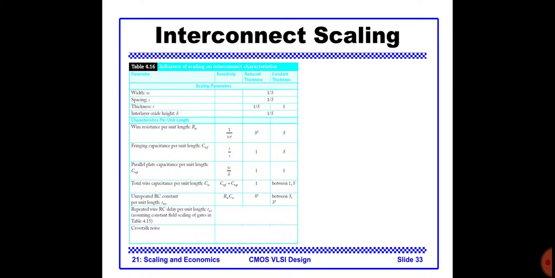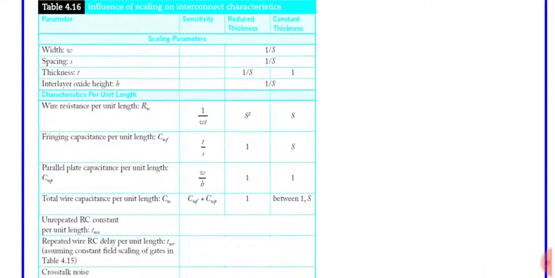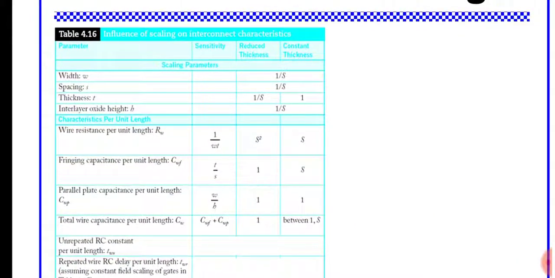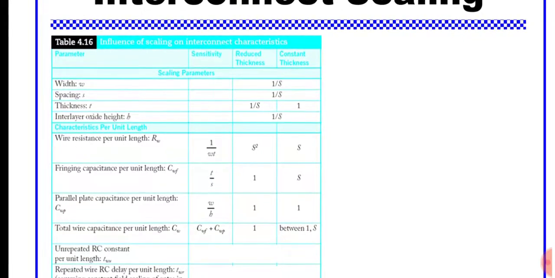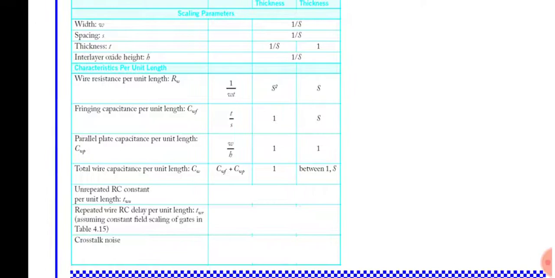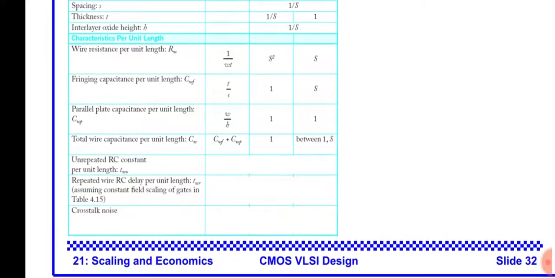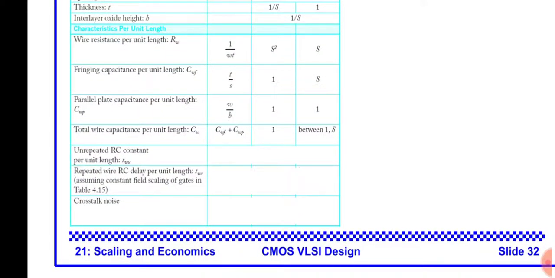And the interconnect scaling, based on the influence of the scaling of the interconnect characteristics: width 1 by S, spacing 1 by S, interlayer oxide height 1 by S, and the wire resistance per unit length 1 by W t S squared, fringing capacitance per unit length, parallel plate capacitance per unit length, total wire capacitance per unit length, unrepeated RC constant, repeated wire RC delay per unit length, and crosstalk noise.